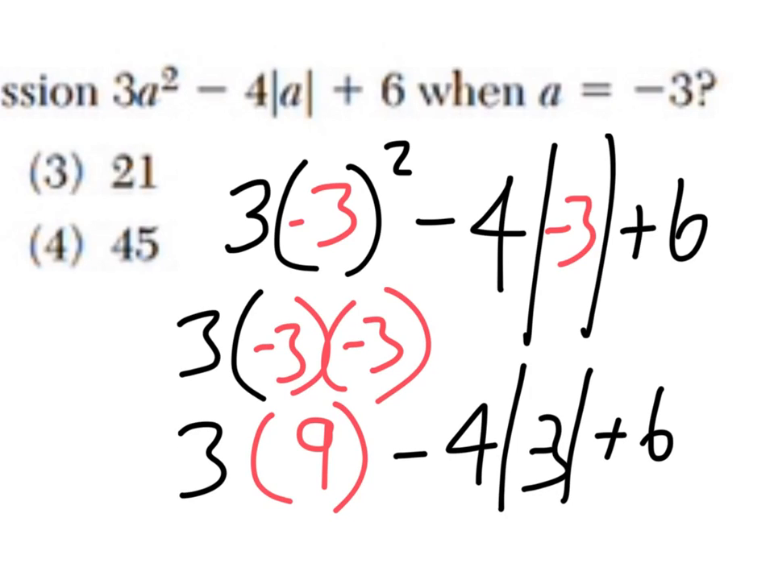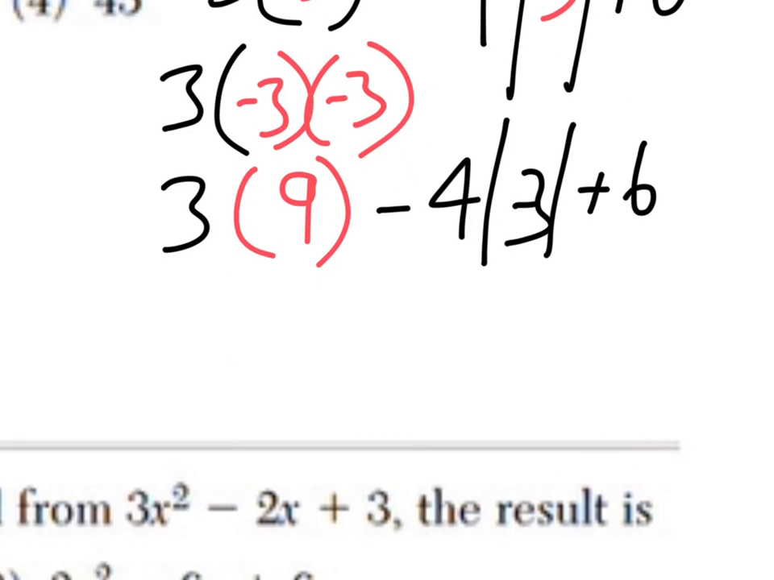So there's a lot going on here. So what I'm going to do now is we've got to do some multiplication. 3, if we're looking right here, 3 times 9 is going to give us 27, minus, or we'll do negative 4.